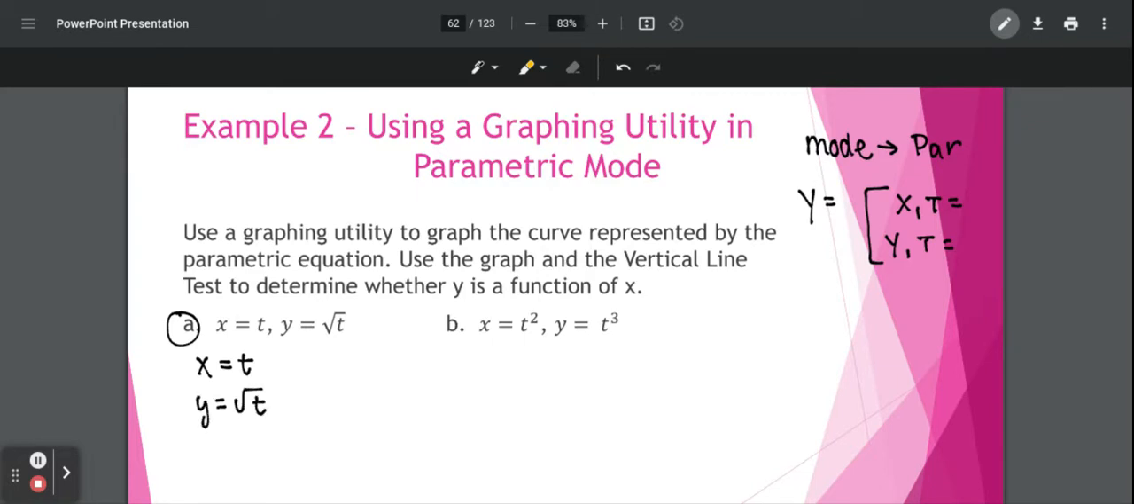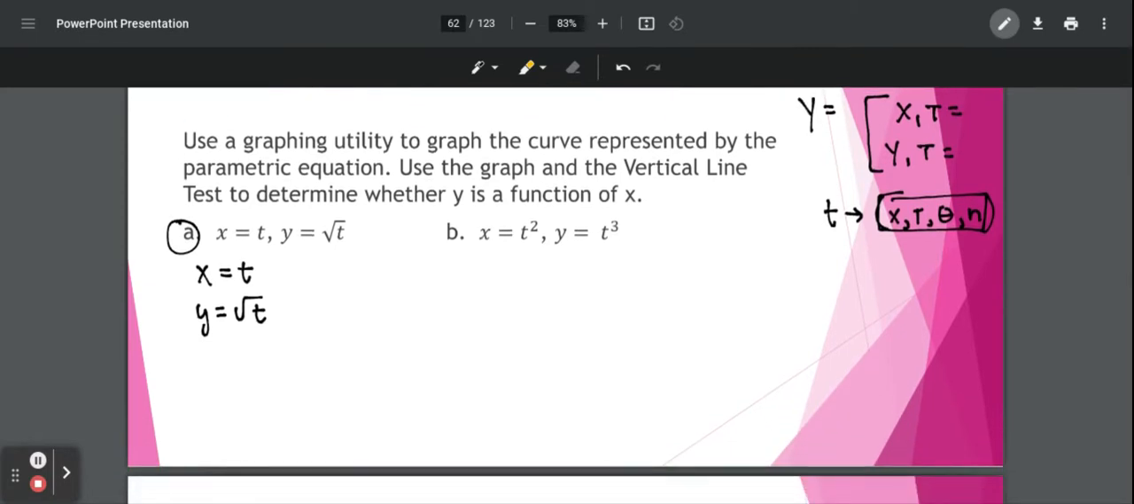So in your calculator, where your x sub 1 of t, you're going to hit t. Now your t button, to find your t value, you're going to use the button that's the x, comma, t, comma, theta, comma, n. So if you hit that button right there, when you're in parametric mode, a t shows up. And then in your y equation, do the square root of t.